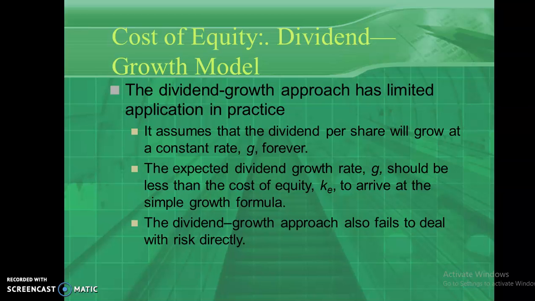Every company has certain expectations about the growth rate of dividends. If the growth rate of dividend is 8% and the cost of equity is 10%, then you can apply this formula. Otherwise, if the cost of equity is not greater than the expected dividend growth rate, then this method is not applicable at all. Then this approach never considers the risk. This approach always considers the return alone for calculating the cost of equity. So these are the three most important things to be considered for calculating the cost of equity under the dividend growth model approach.